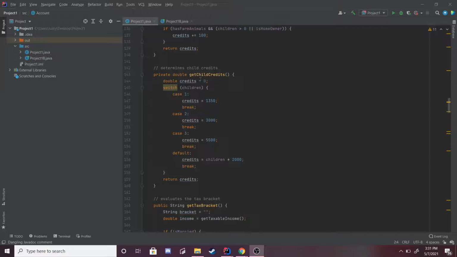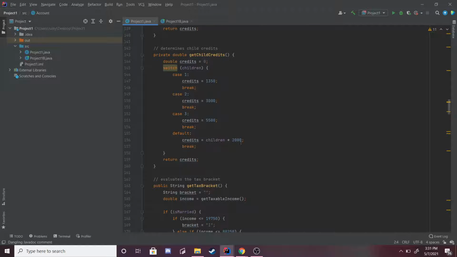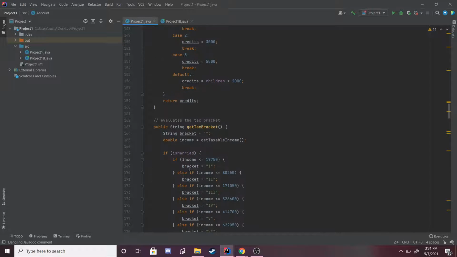There's a private double called get child credits. The double credits is set to 0. There's a switch statement for children. There's a case 1 where the credits equal 1350, and then there's a break after that. Case 2 credits equal 3000. Case 3 credits equal 5500, and the default credits equal children times 2000. So for every child they get 2000, or it's multiplied by 2000, and that returns credits.